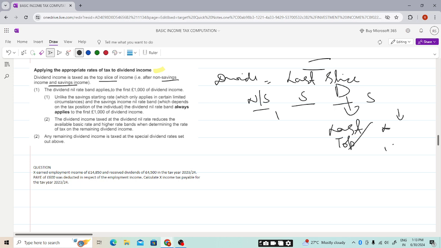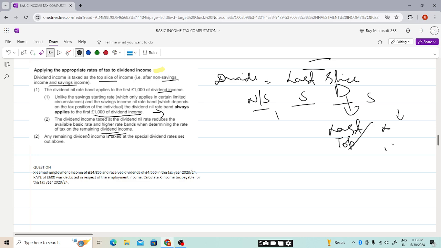The dividend nil rate band applies to the first £1,000 of dividend income. Unlike the saving starting rate, which only applies in certain circumstances, and saving income nil rate band, which depends on the tax position of the individual, the dividend nil rate band always applies to the first £1,000 of dividend income, whatever is the tax position of the individual, whether he is higher rate, additional rate, or basic rate. The dividend income taxed at the dividend nil rate reduces the basic rate limit, higher rate limit when determining the rate of tax on the remaining dividend.